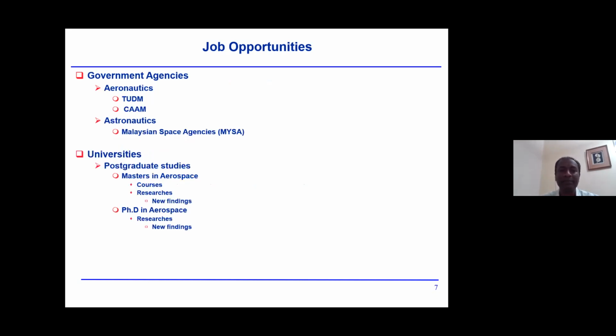All right, and government agencies, in aeronautical we also have government agencies. TUDM is our Air Force. CAM is the Civil Aviation Authority Malaysia. It controls basically all the aeronautical approvals, etc., and activities in the country. These are the government agencies where you can also work. I have students working in CAM and in TUDM. In astronautical, for example, we have the Malaysian Space Agency, and we do have our graduates working there.